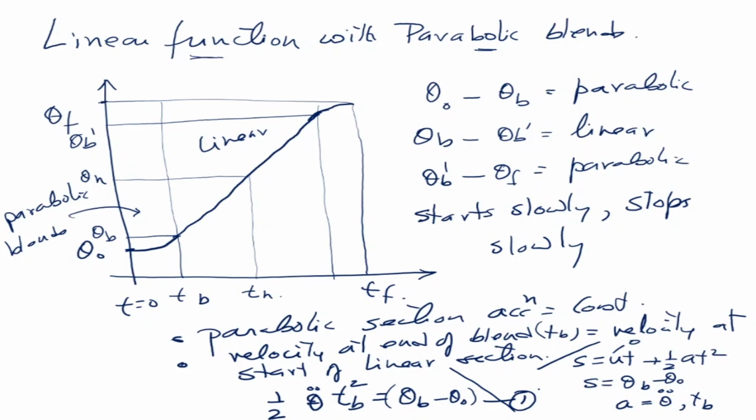Now this is one equation considering the kind of motion in the parabolic section. The second equation that we are getting is in terms of the velocity. In terms of velocity, v is equal to u plus at. Again, the initial velocity is 0. So the velocity at the end of blend is equal to the start of the linear section.